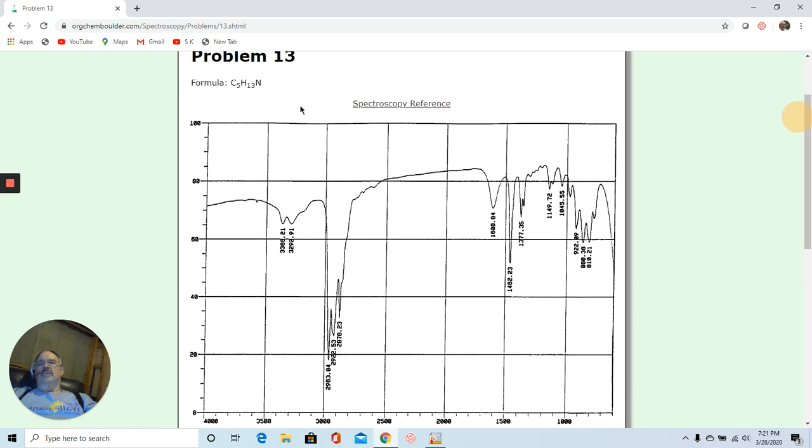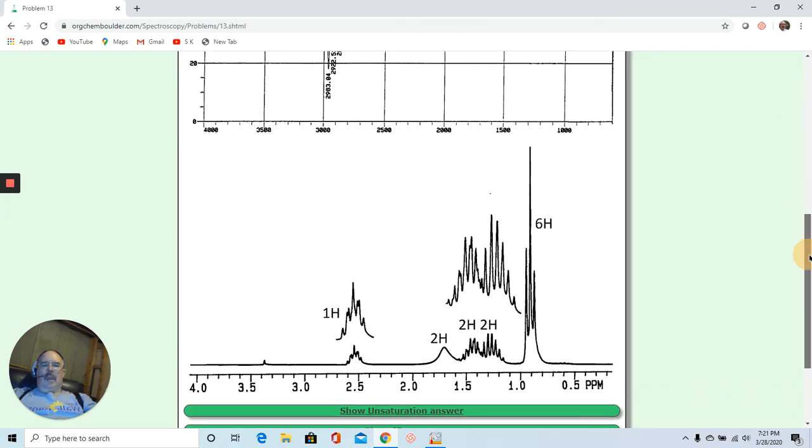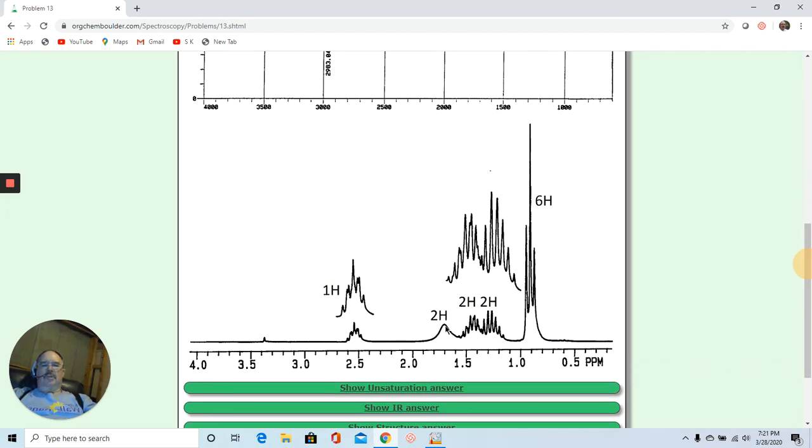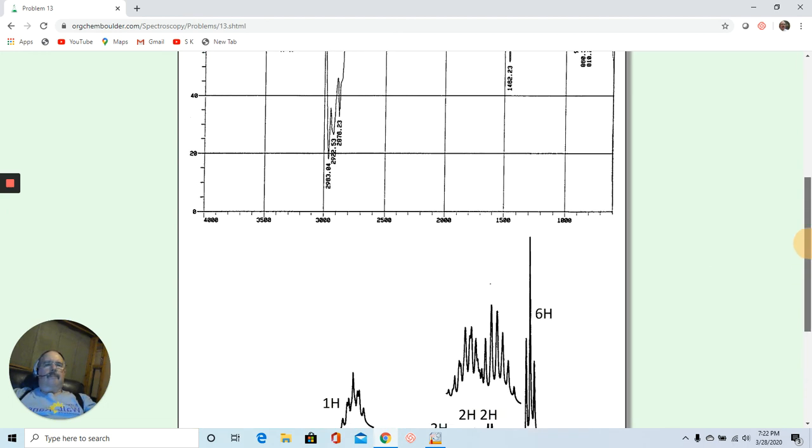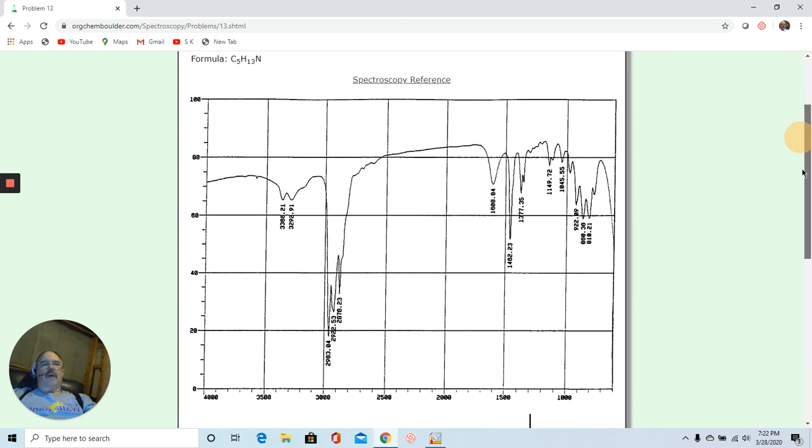Okay, C5H13N. We subtract the nitrogen and 1 hydrogen. Okay, that would be no unsaturation units. And again, it looks like we have an NH2, a primary amine. And okay, here is our NH2. Okay, we have 5 carbons.